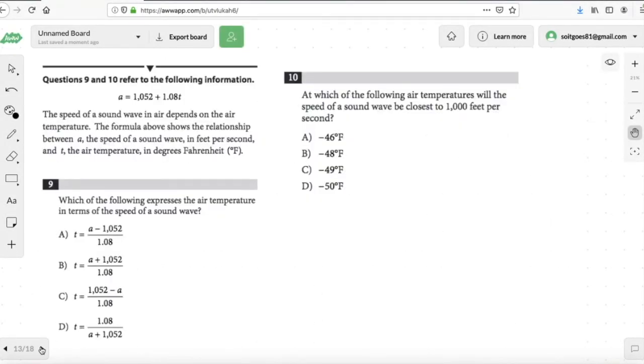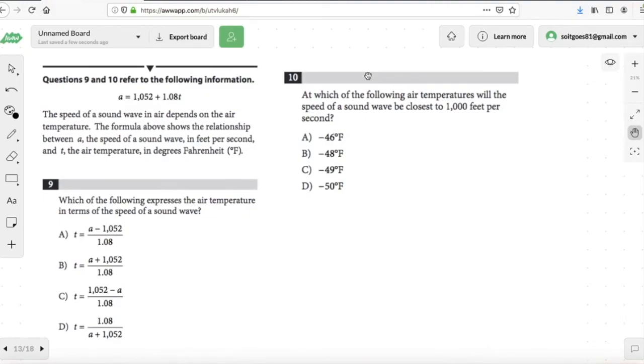The next one, so this is where we see 9 is still back here. 10 is, and 9 and 10 are related. Okay. Go ahead and read question number 10 for us, please. At which of the following air temperatures will the speed of a sound wave be closest to 1,000 feet per second? Okay. We don't need to do any algebra here.